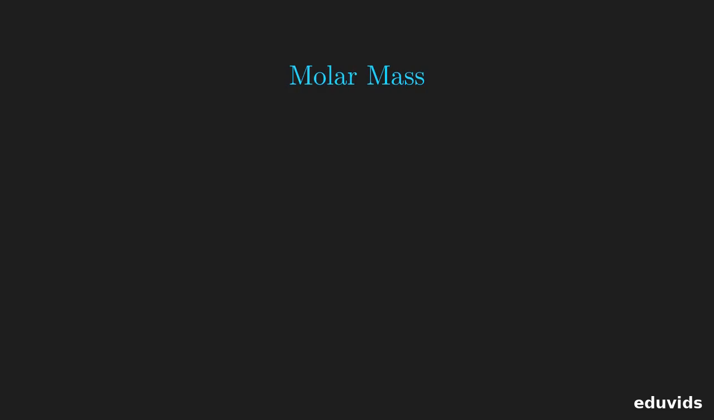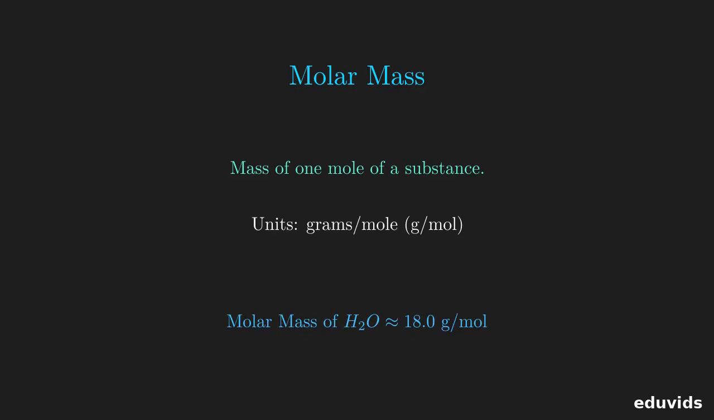Next, let's connect moles to mass using a concept called molar mass. Molar mass is the mass of 1 mole of a substance, and we measure it in grams per mole. The molar mass is numerically equal to the atomic or molecular weight you find on the periodic table. For instance, the molar mass of water, H2O, is approximately 18 grams per mole.